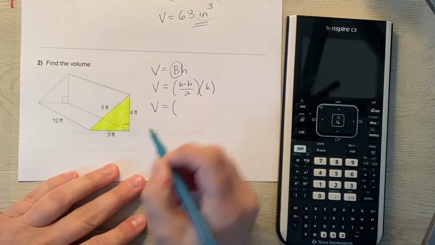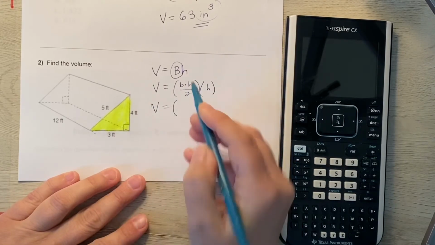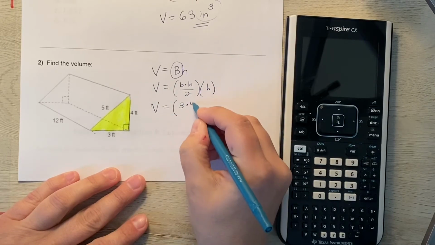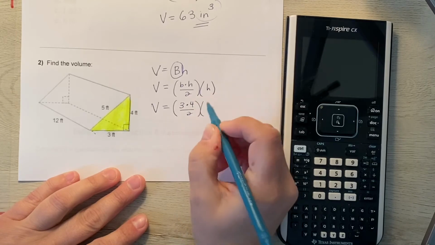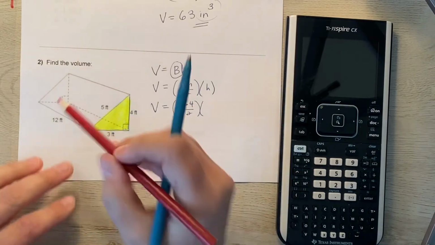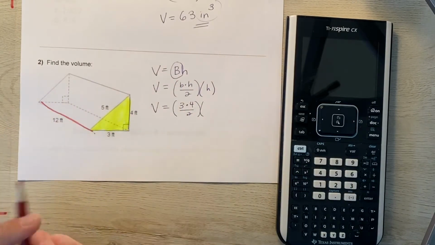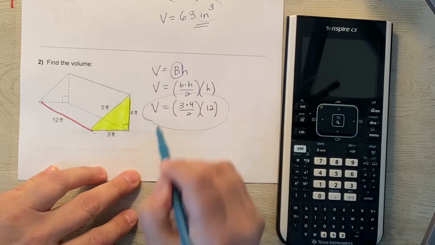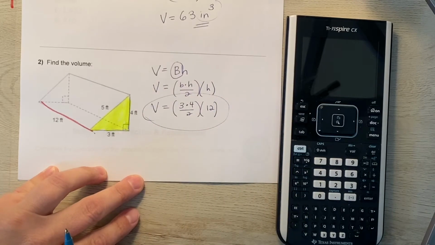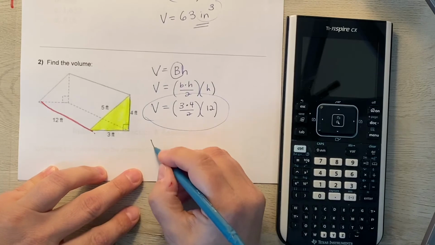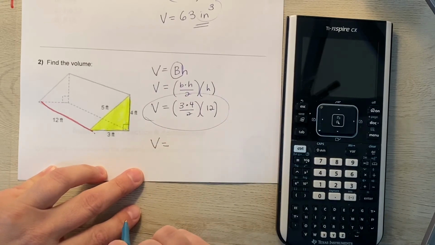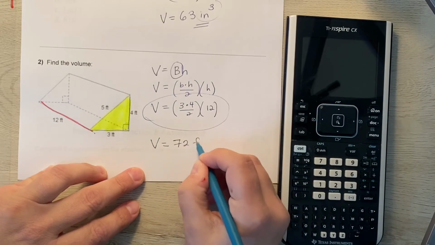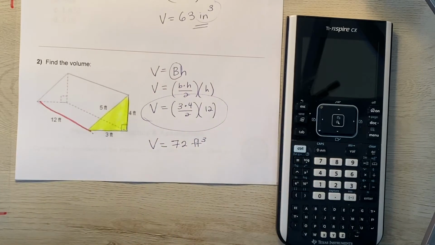Okay, what's the base of the triangle? 3. And the height is 4. It could be the other way around, it doesn't matter. Divided by 2 times, what's the height? 12. Okay. Put this in NSOLVE, comma V. And you should get 72 feet cubed.